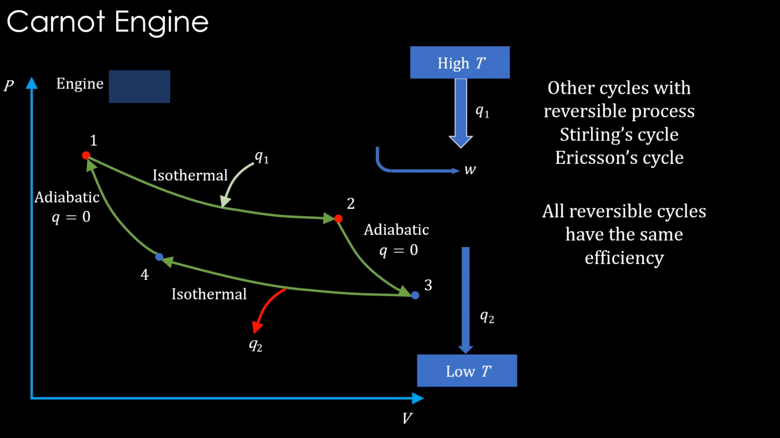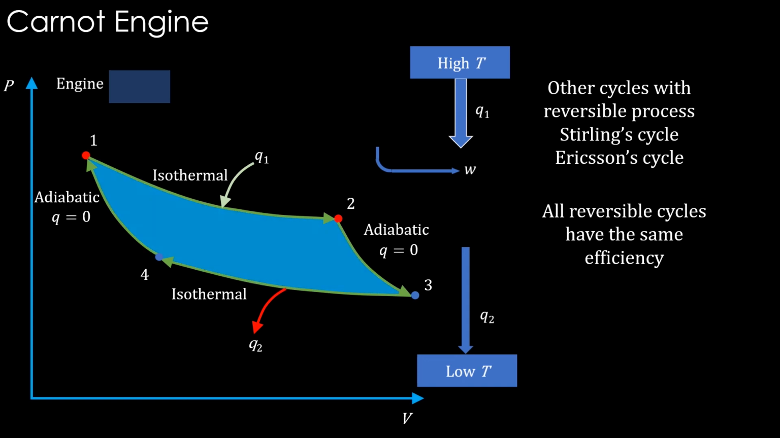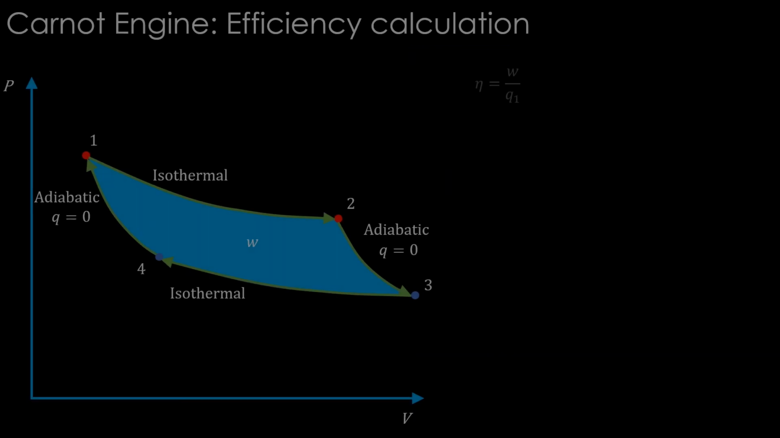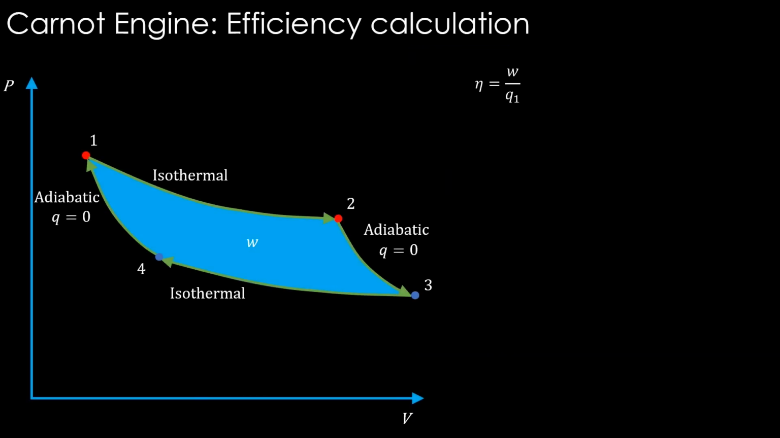Now, if the area under each of these curves is calculated and added, a net amount of work will be the answer, which is this area. This is the work done by the engine during the cycle. Now, let's go for Carnot's ultimate quest, the efficiency. Let's calculate it. Eta is equal to W divided by Q1, or Q1 minus Q2 divided by Q1, which is equal to 1 minus Q2 by Q1.